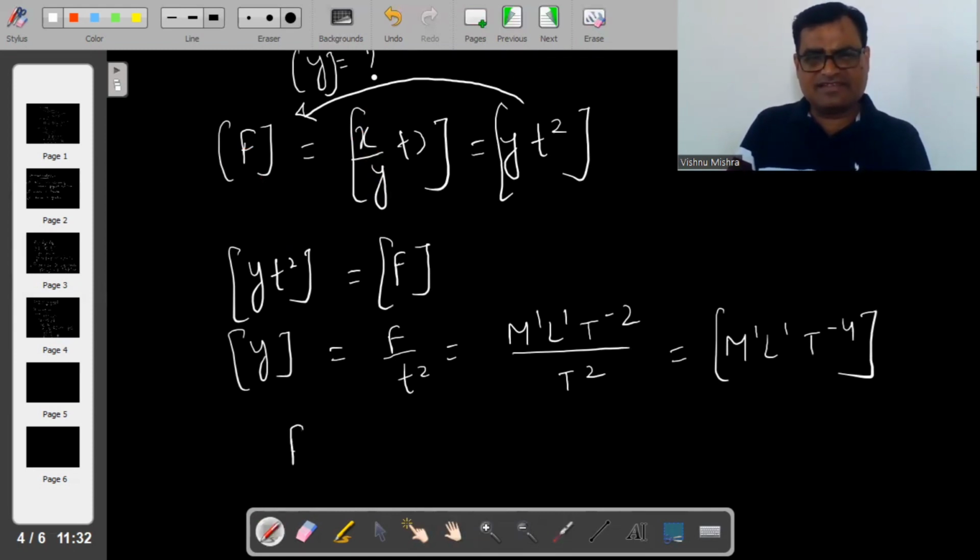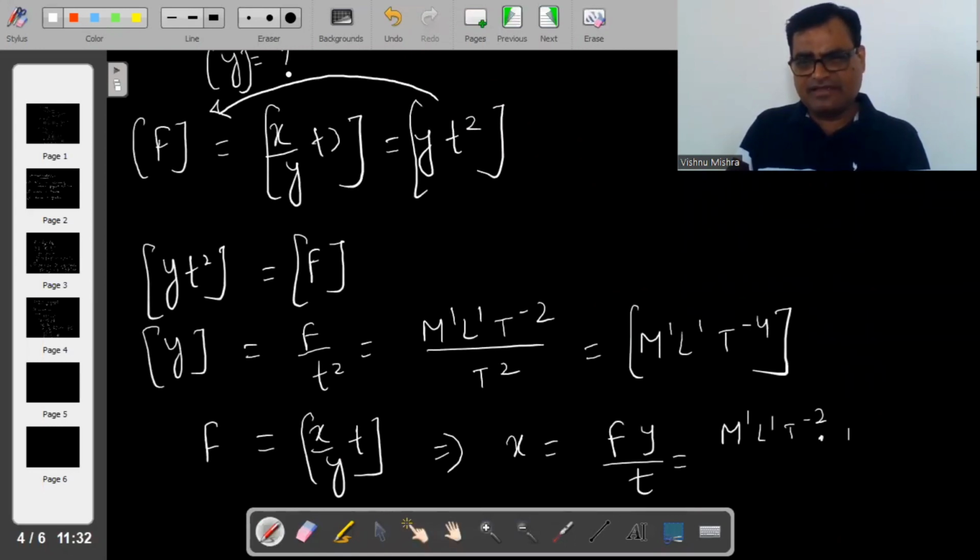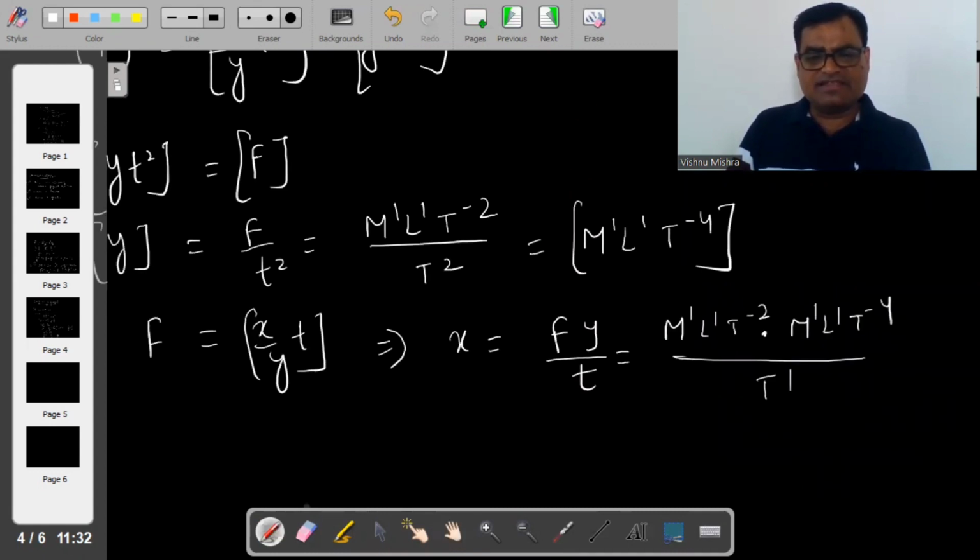So you see, this is f is equal to x by y into t. Clear? Now my x is equal to fy by t. You see, x is equal, by cross multiplication, fy by t. Now put the dimension here. F is M1 L1 t minus 2. Y is how much? Already you found that y: M1 L1 t minus 4 by t1. My y is this much now. So easily you can calculate here. So what is x here?